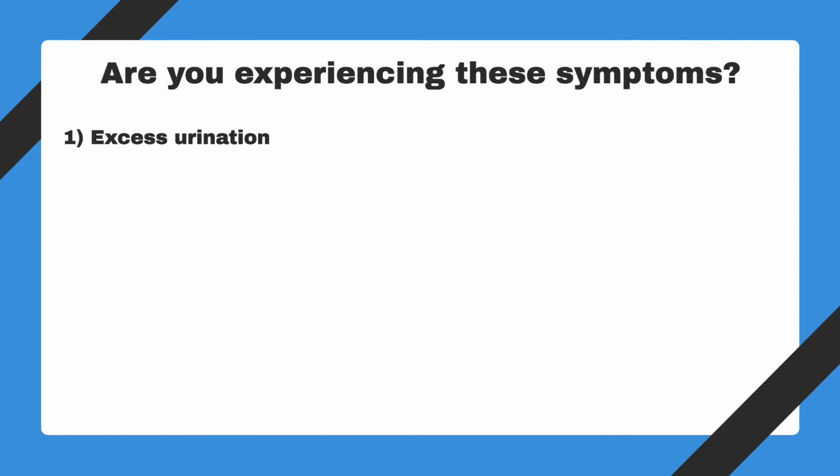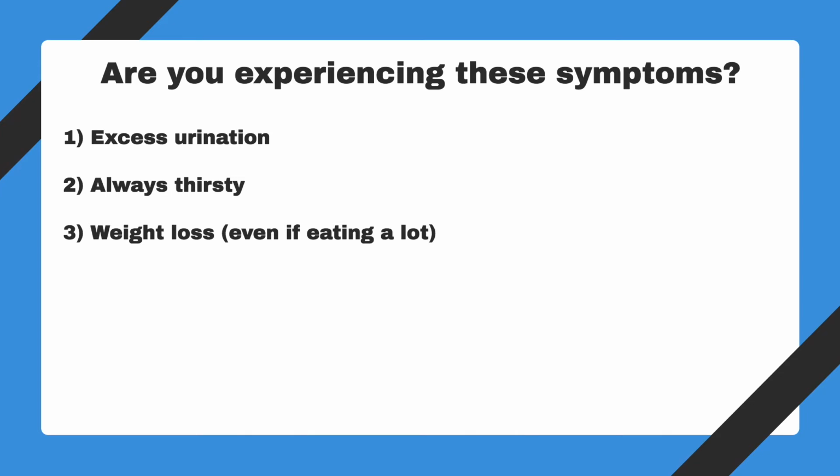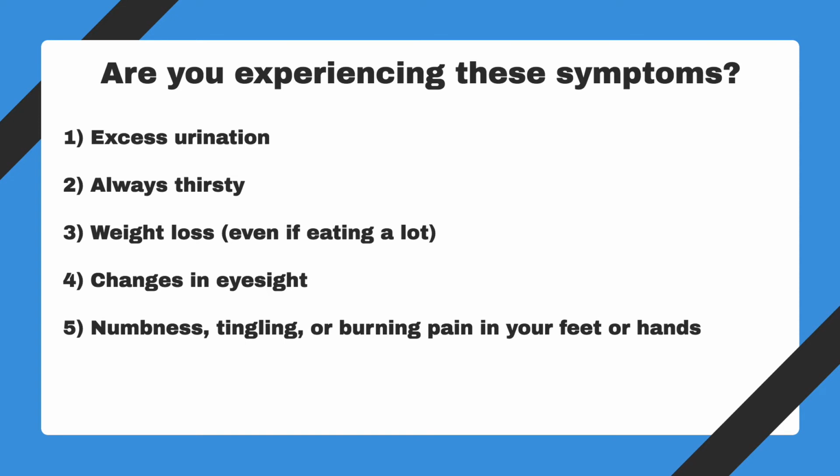Thankfully, diabetes has been researched extensively, and there are several treatment options if you have it, and several known factors that lead to diabetes that can be managed to prevent it. If you feel that you're experiencing any combination of these symptoms: 1. Urinating a lot, 2. Always thirsty, 3. Losing weight even when you eat a lot, 4. Changes in your eyesight, 5. Losing feeling or having tingling and burning pain in your feet and hands, 6. Having injuries that don't heal quickly, then you may want to visit your doctor and discuss the possibility of diabetes.